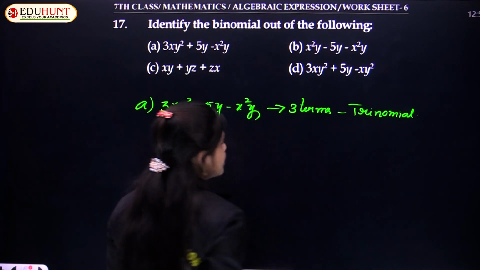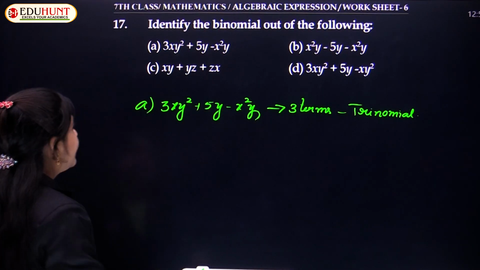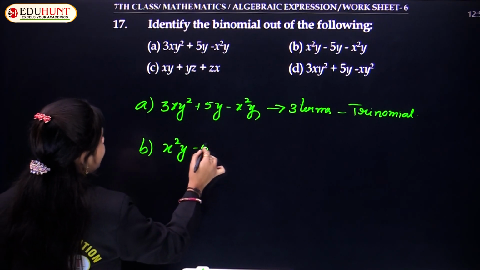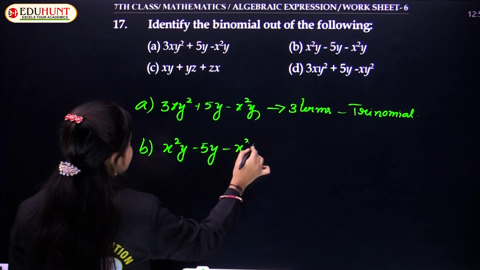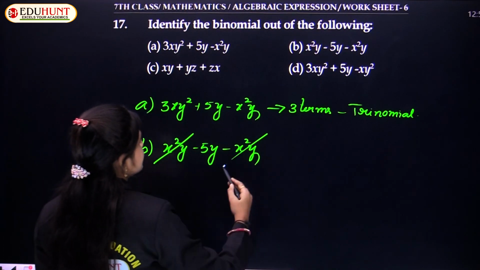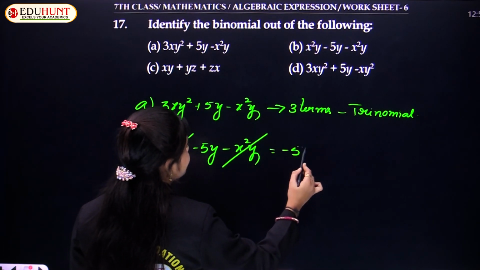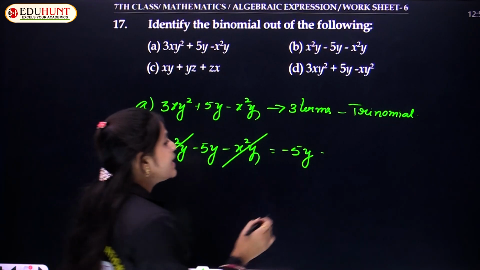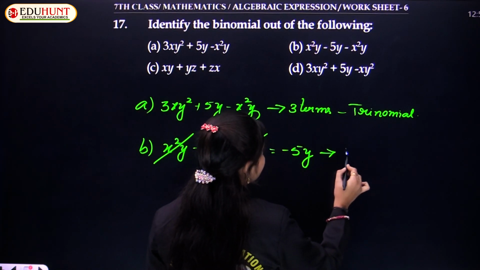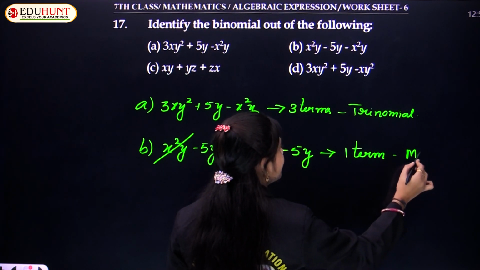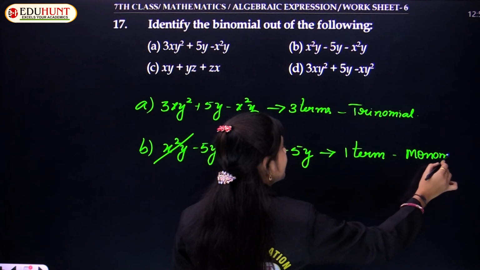What is the name of this expression? Trinomial. Next, B, x square y minus 5y minus x square y. See that, here x square y minus x square y cancel. Finally we are having minus 5y. Which means how many terms are there? Only one term is there after simplification. One term means what we will call that? Monomial.